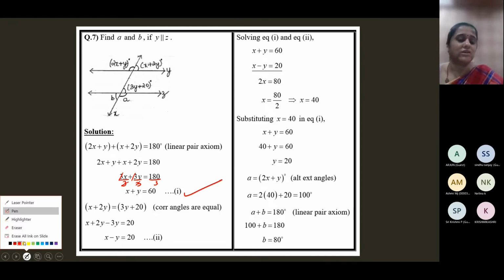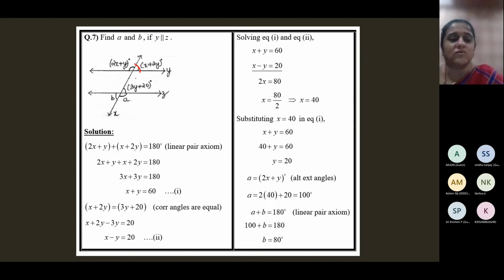This is one part. Then this one, why are we not adding and saying equal to 180? Because these two are corresponding angles and they're equal. So this is one angle, this is the other angle, and they're equal. When you work this out, you get x minus y is equal to 20. Please write the equations one below the other like this. So solving equation 1 and equation 2, write x plus y is equal to 60 here, and x minus y is equal to 20.